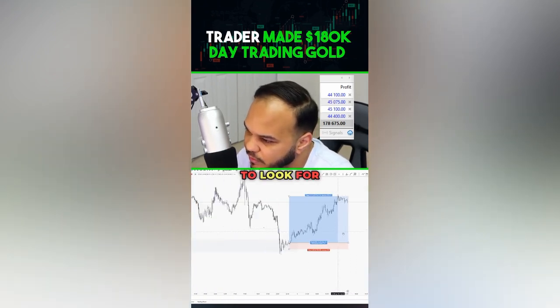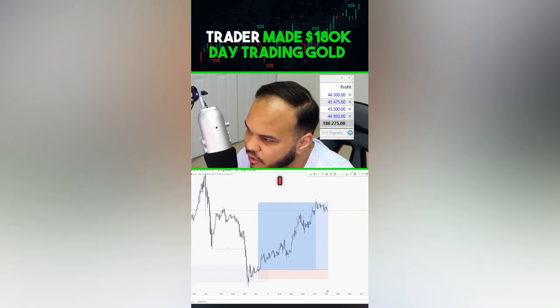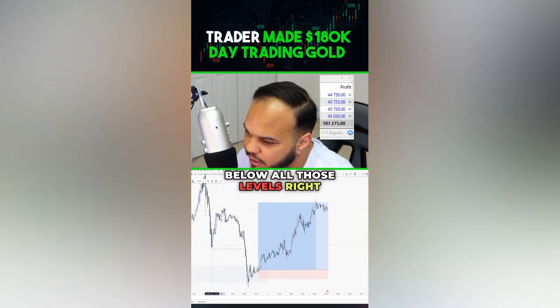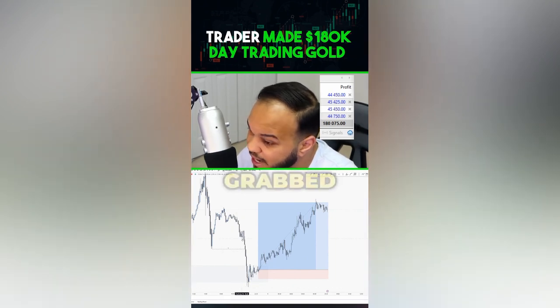Then I go to the 5 minutes to look for my setup. And last night in Asia, I saw the market creating a minor uptrend structure right here, which is kind of forming liquidity below all those levels. So you guys know, I always wait for the liquidity to be grabbed before taking a trade.